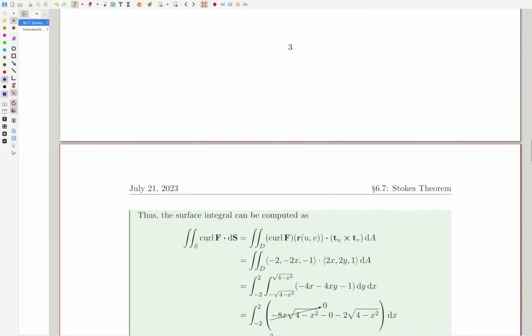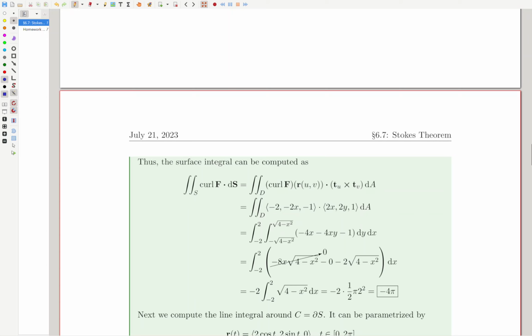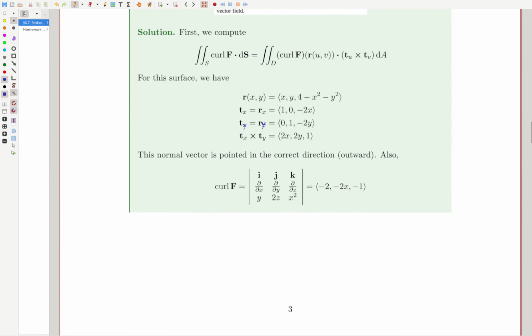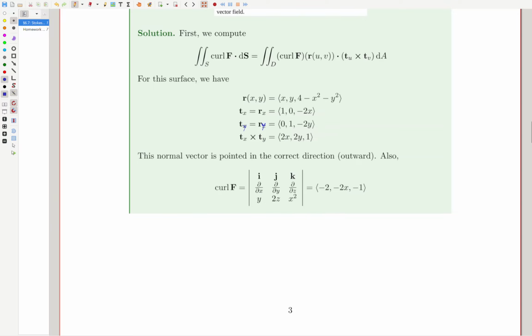Okay, so now that we computed all of those pieces, we can insert them into the surface integral we're trying to compute. So we just computed all these parts. T_u cross T_v is copied directly, I believe, although I guess I used x and y instead of u and v. Whoops. Okay, well.